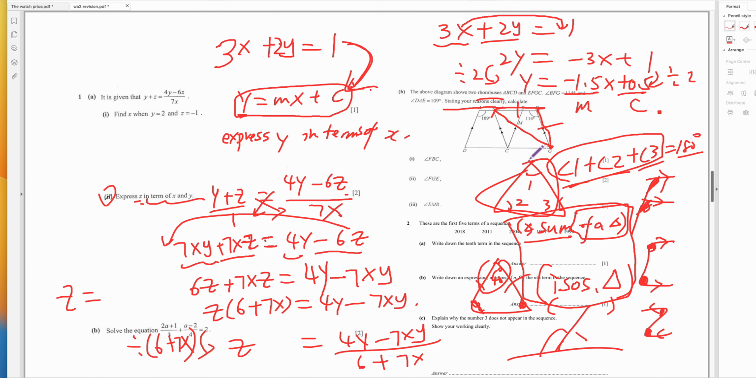I'm done. Okay, good. No, I want you to understand the reasoning behind, because I'm afraid that they ask you to state the reason, then you get penalized for not stating.